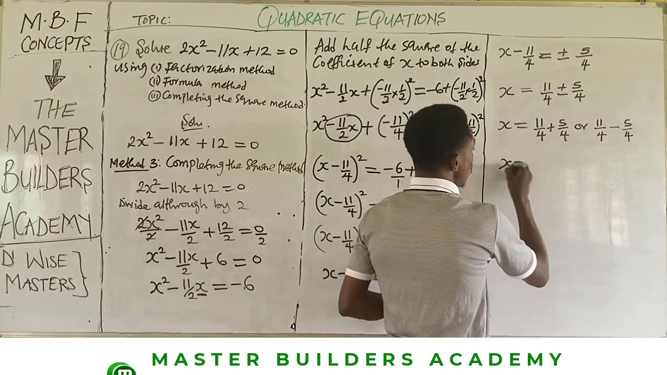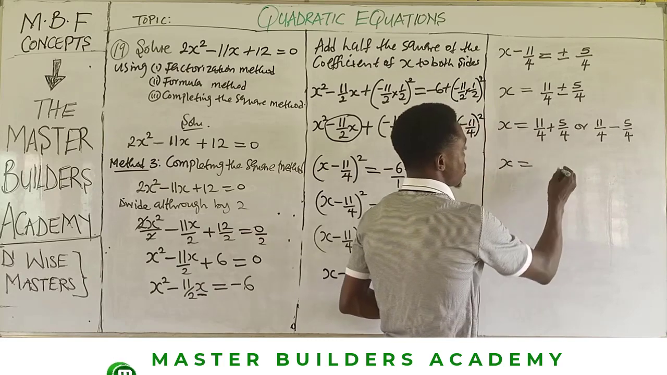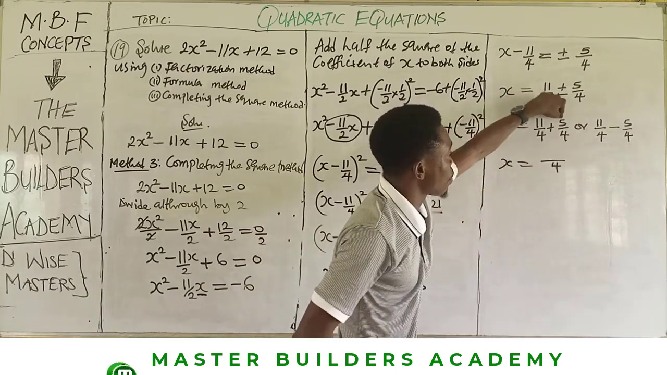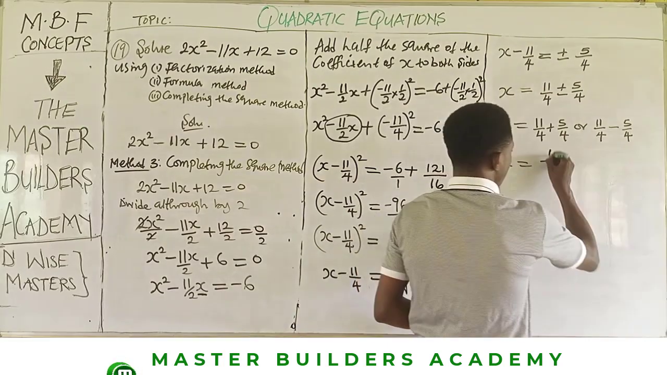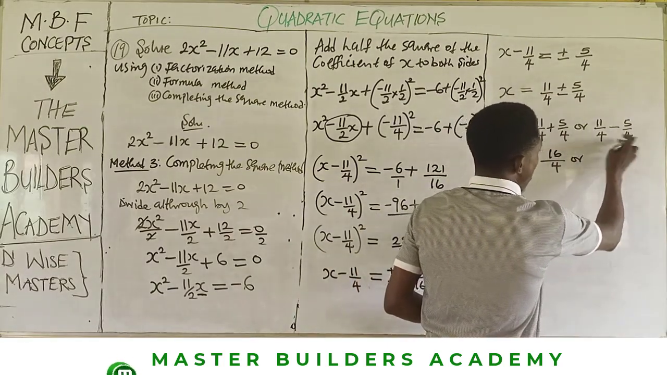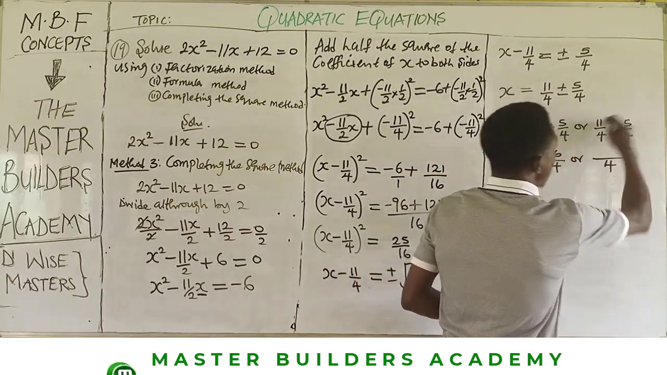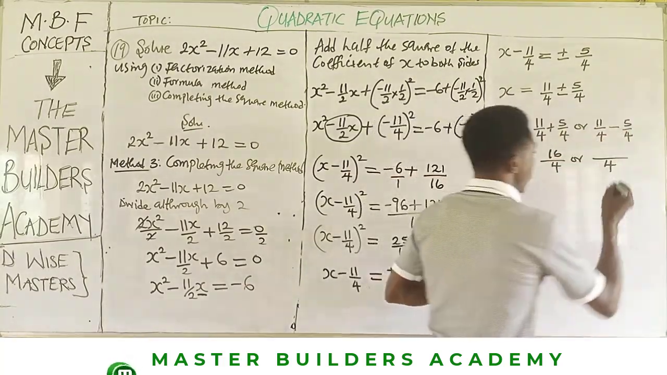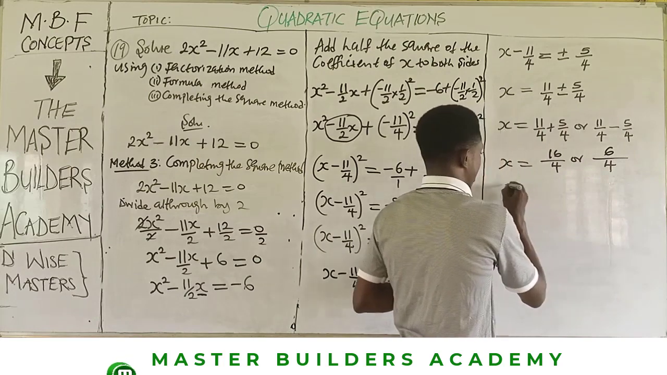Then the next thing we do, since we have common denominators, just put that in the denominator, add the numerators together. So 11 plus 5 will give us 16. Or the same way here, we have common denominator, put that in the denominator, then subtract the numerator. So 11 minus 5 will give us 6. It's as simple as that, guys.